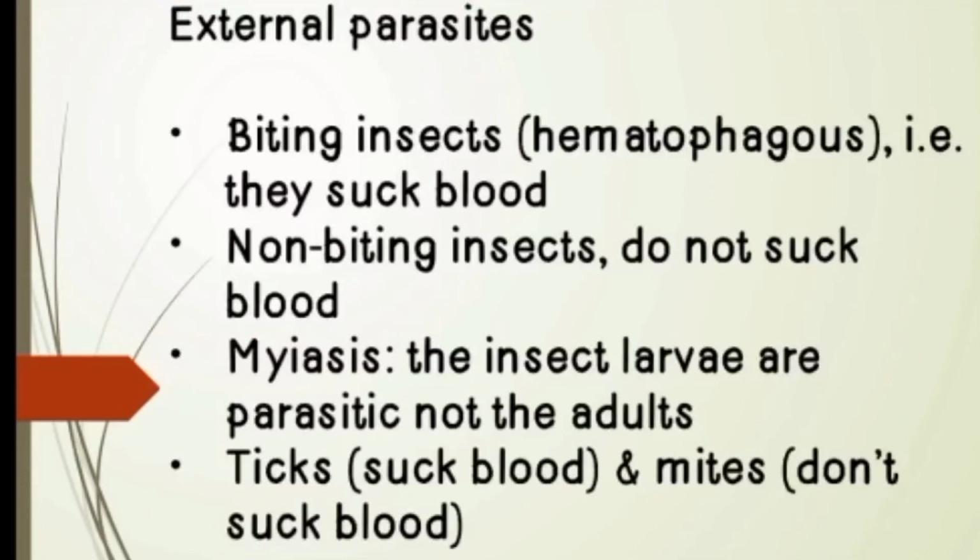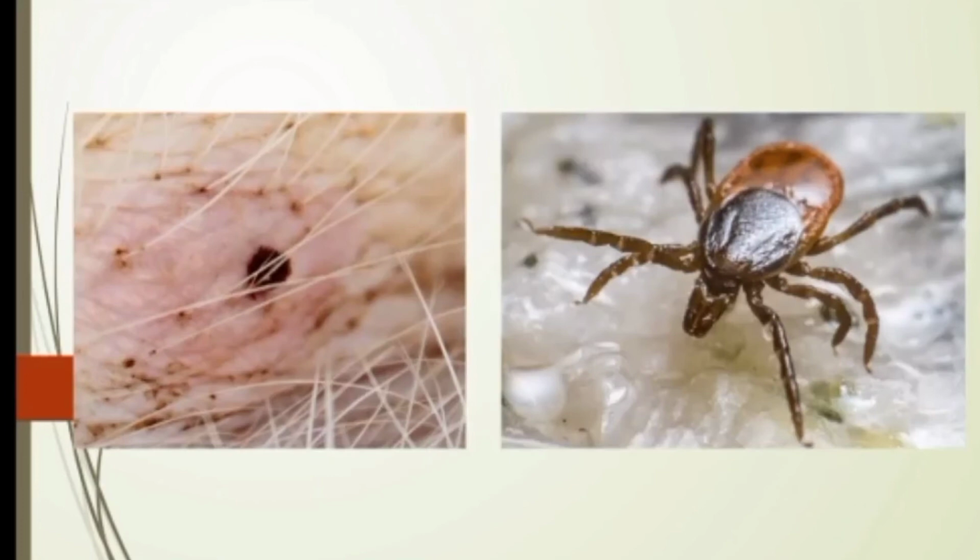Some of the external parasites of the swine are the biting insects or hematophagous and others. And these parasites suck blood. The non-biting insects do not suck blood. Myiasis, where the insect larvae are parasitic, not the adults, and the ticks which suck blood, and mites that do not suck blood. And this is an example of a tick which sucks blood o sumisip-sip ng dugo.